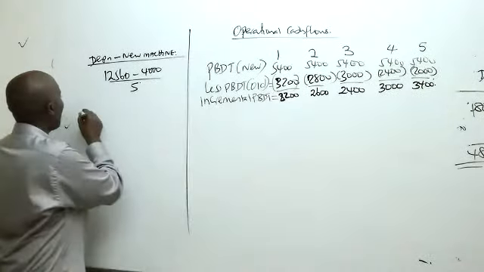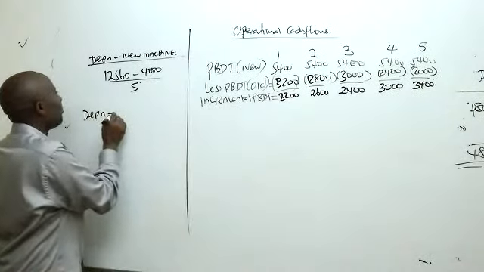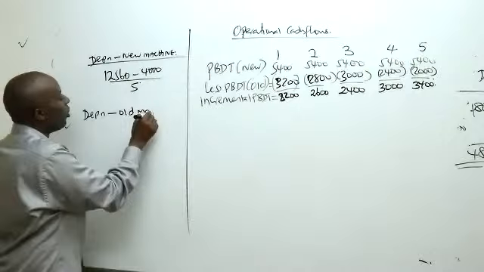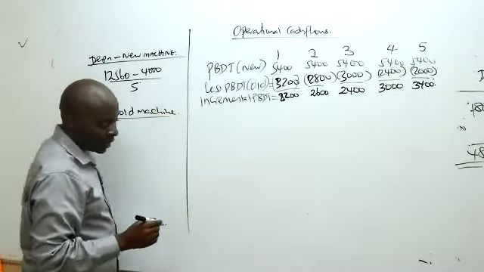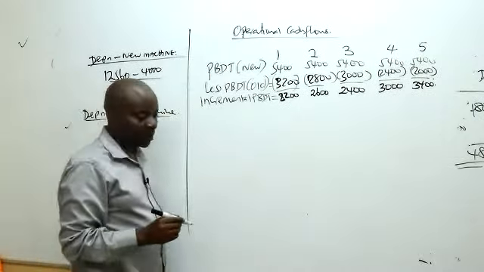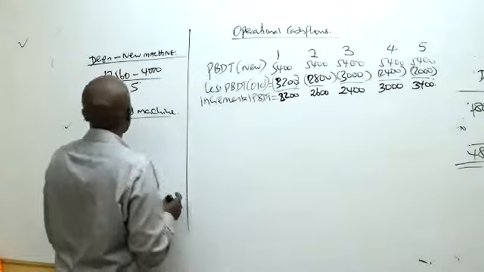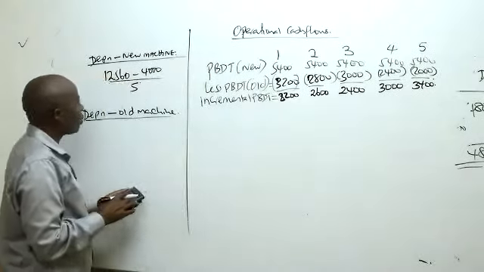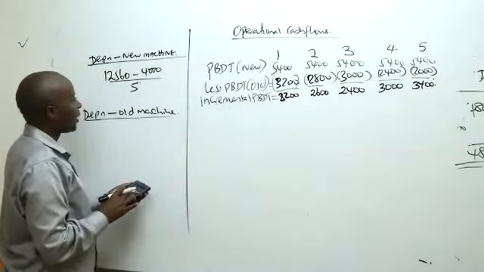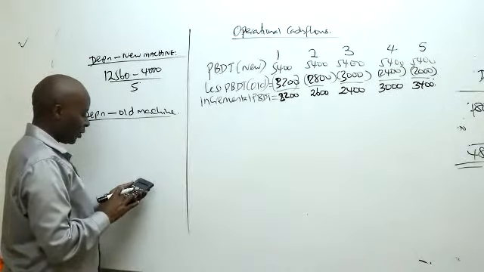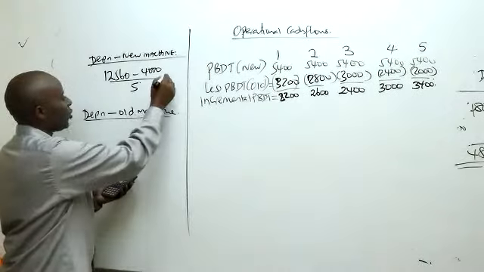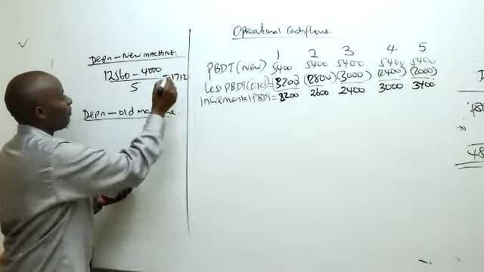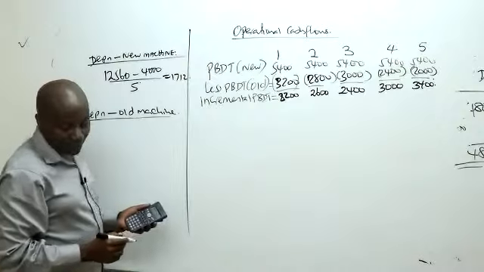Then they give us the depreciation of the old machine as well. So the new machine, ladies and gentlemen, what do we have here? This is quite easy. The new machine, we have 12,560 minus 4,000 divided by 5, which gives me 1712.